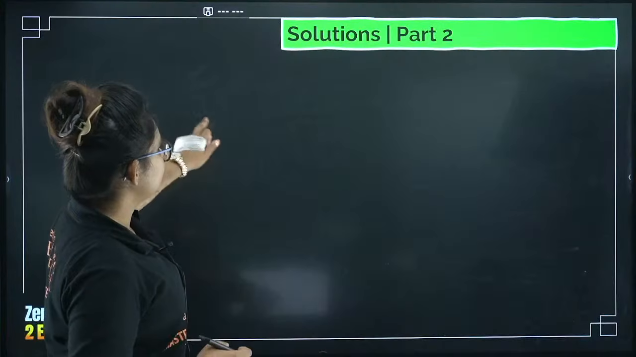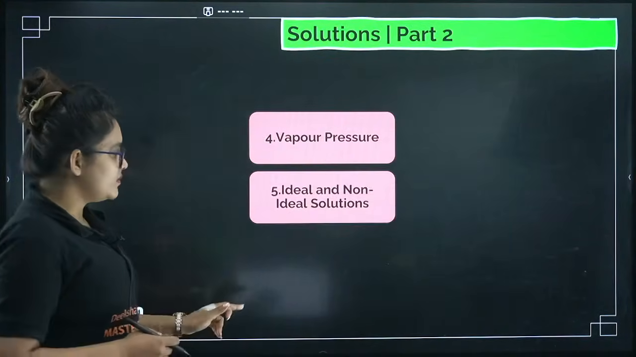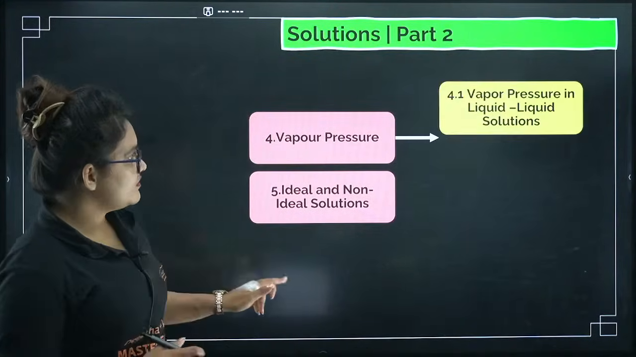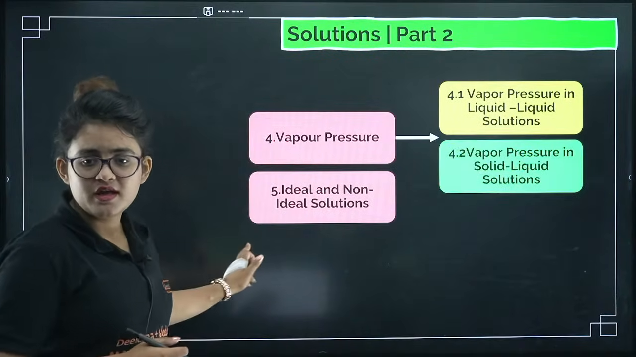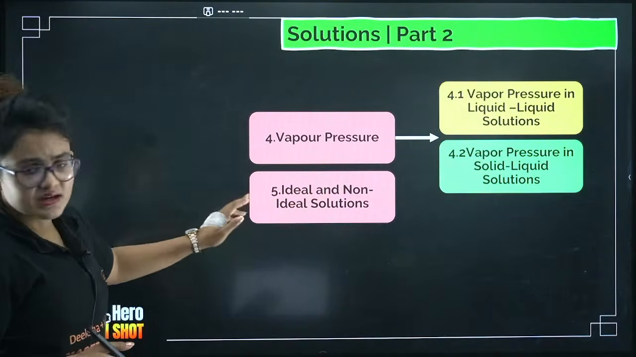Let's proceed further. Here you can see we are coming to part 2, that is related to vapor pressure, ideal and non-ideal solutions and so on. Whenever vapor pressure comes, it can be vapor pressure in a liquid solution or vapor pressure in a solid-liquid solution. So these two things can come out there.